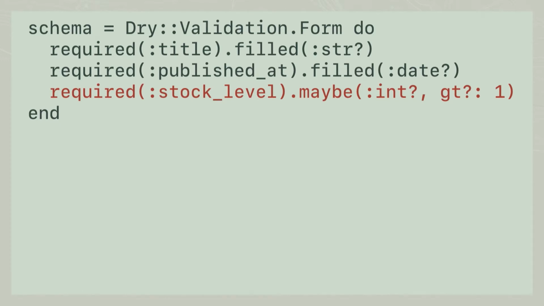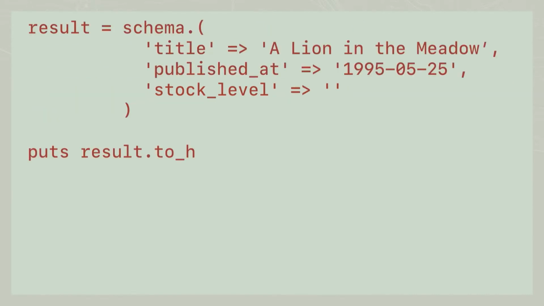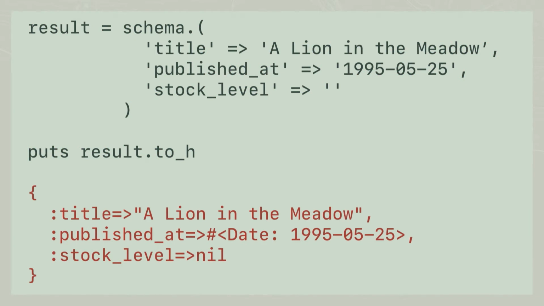Stock levels value can be nil, but we're also specifying that if it has a value, it must be an integer greater than 1. Then we can call our schema with a hash of input. Again, that .call notation. And see that our stringy form keys have been coerced to symbols, the stringy date has been coerced to a Ruby date, and the empty string stock level has been coerced to nil.